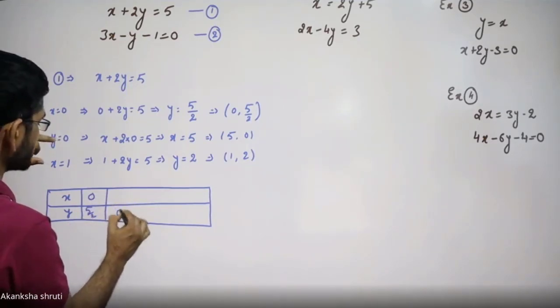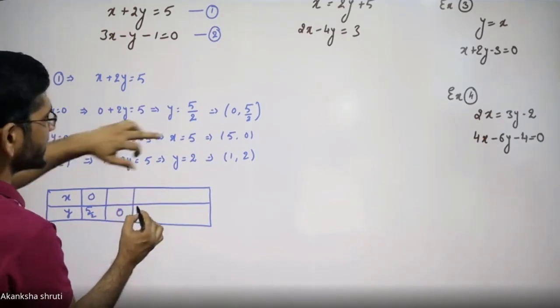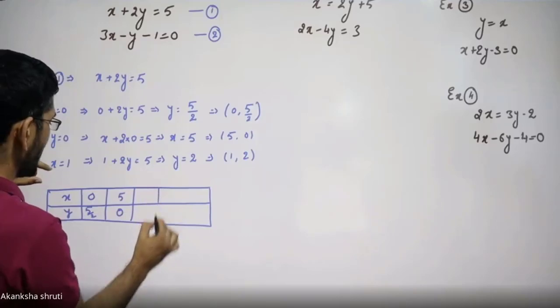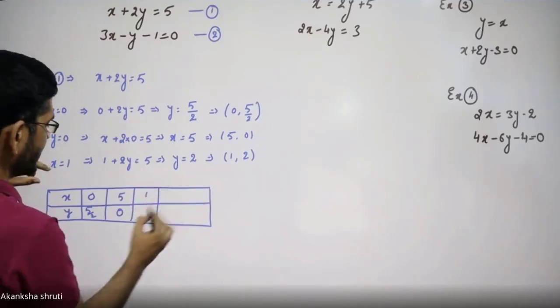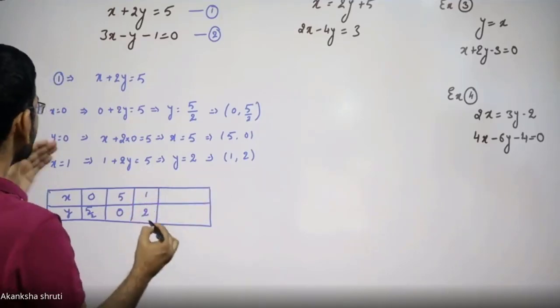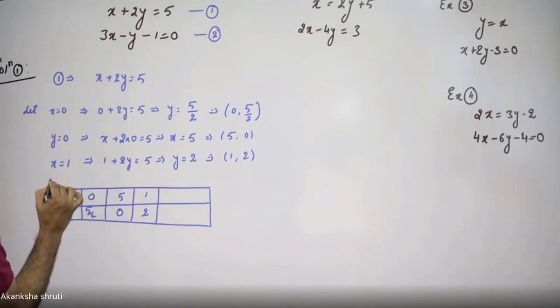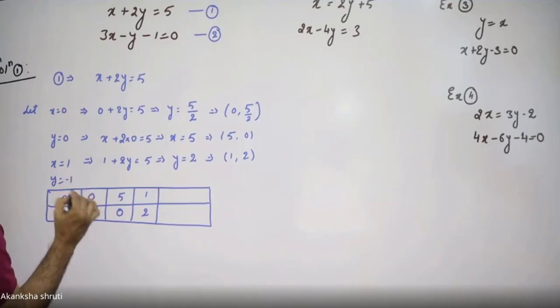Choosing y is equal to 0, the x obtained is 5. Choosing x is equal to 1, the y obtained is 2. You are free to choose the negative value also. Let me choose y is equal to minus 1.